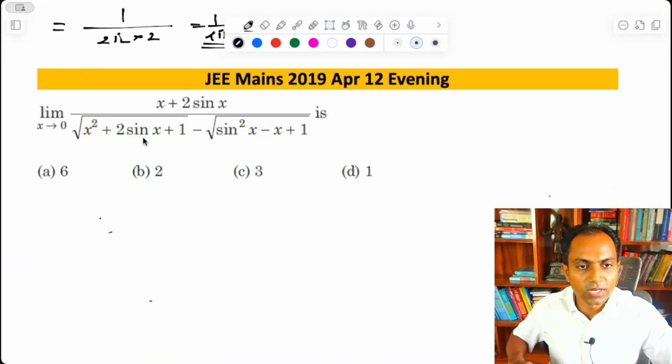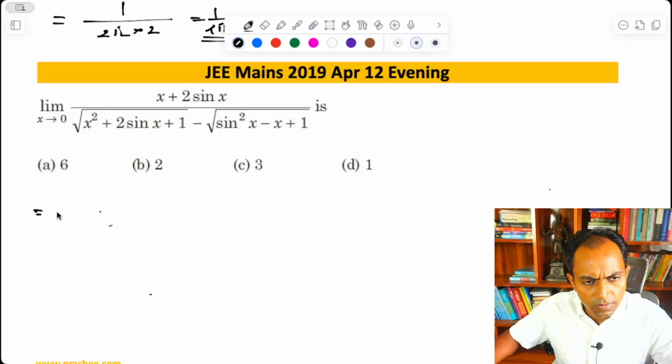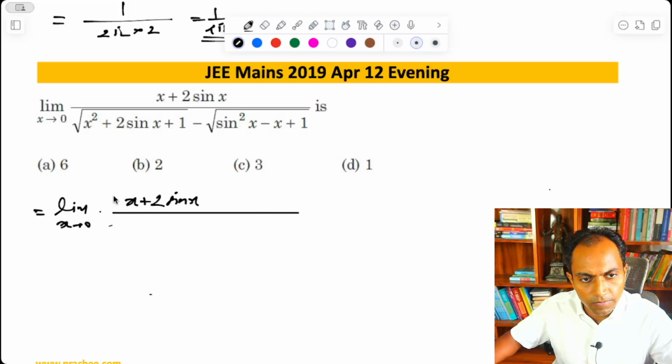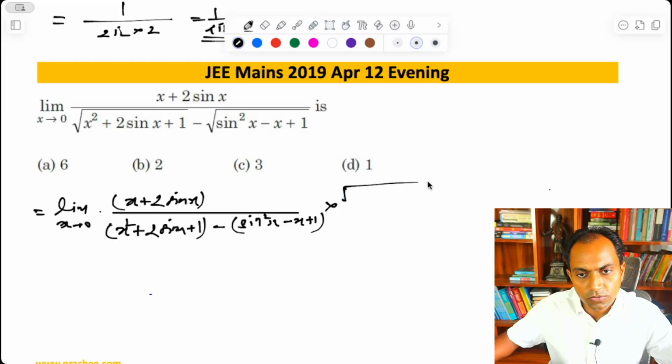Again, we move to this 2019 question. I think now you will be able to do this. If I rationalize it, I should be able to get my answer. So it is x plus 2 sin x. If I rationalize it, the denominator becomes x square plus 2 sin x plus 1 minus sin square x minus x plus 1. And then you can multiply in the numerator also.